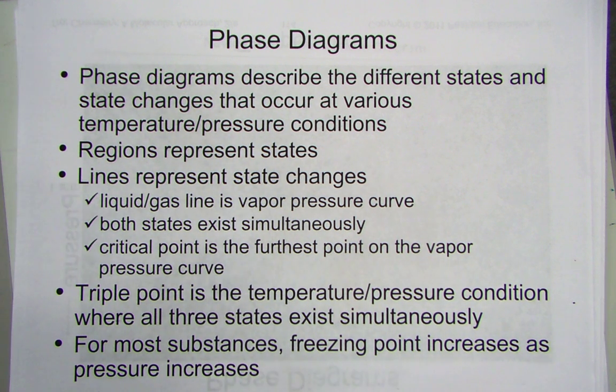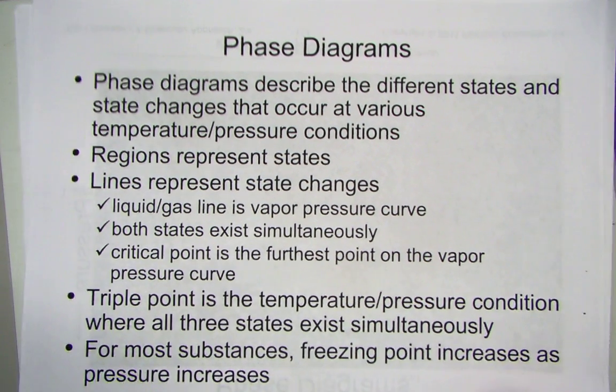So a phase diagram is indeed a graph and describes the different states, those are solid, liquid, gas, and the state changes that occur at various temperature and pressure conditions. So each region represents a solid region, a liquid region, or a gas region.